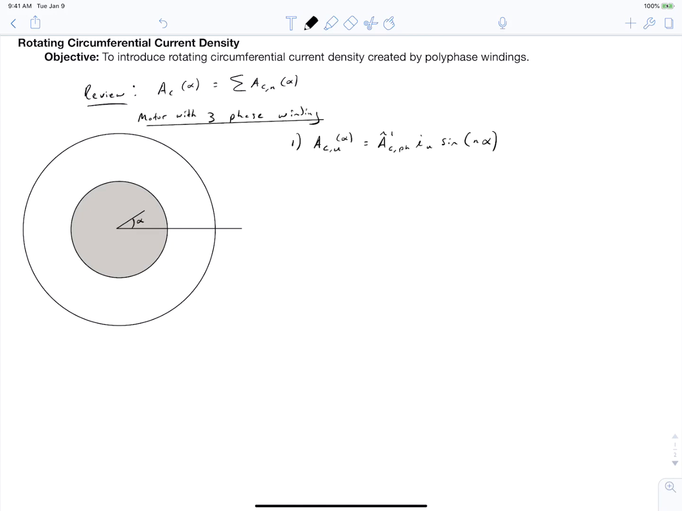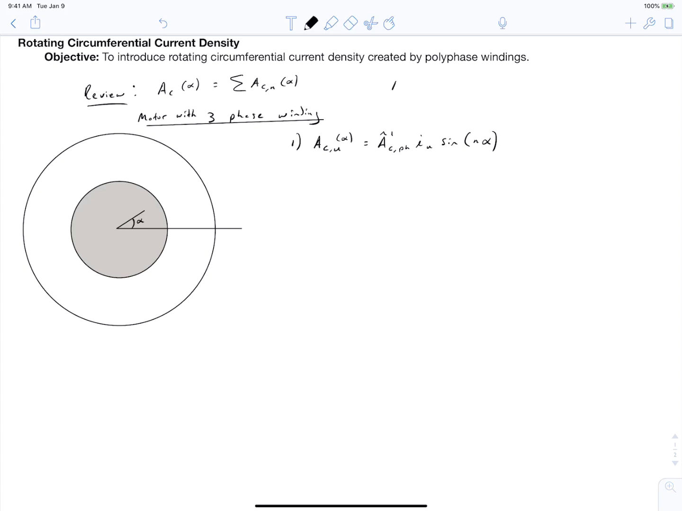And I've written an expression for the circumferential current density of phase U, the first phase. And you'll see that I've written it in terms of this value A_C hat prime ph. All right, what does that mean? This is just a temporary thing that we're doing to try to clear up our notation in this video. Basically, we're trying to differentiate between the circumferential current density of the total stator versus that of a single phase. So this ph means that this is the peak circumferential current density of a phase, and the prime here means that it's been divided by the phase current.